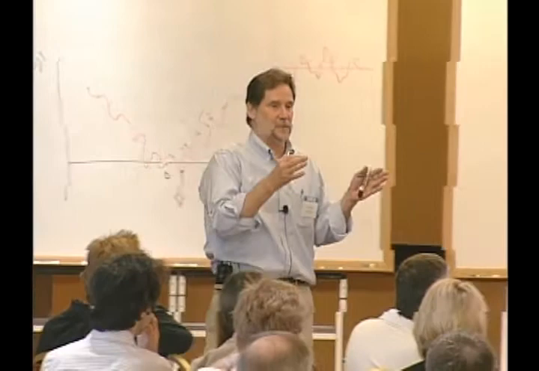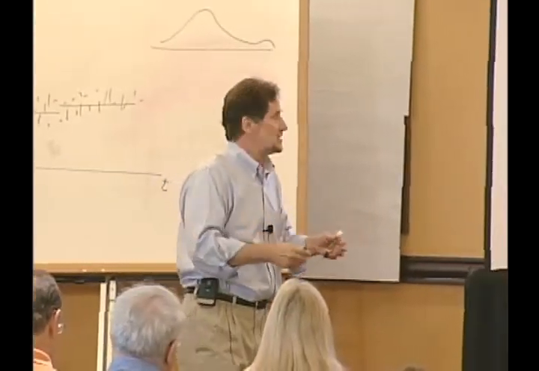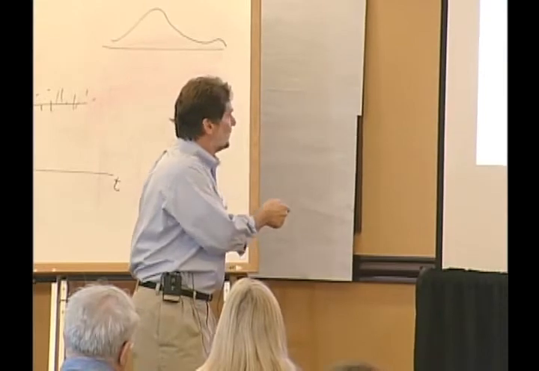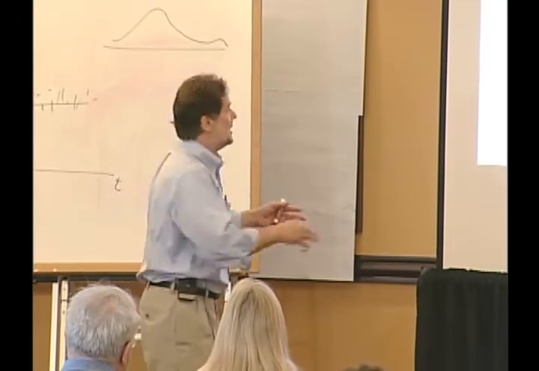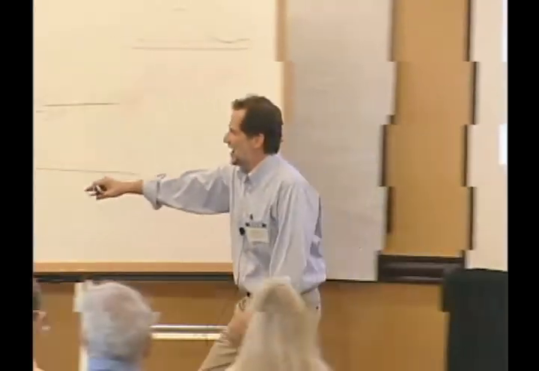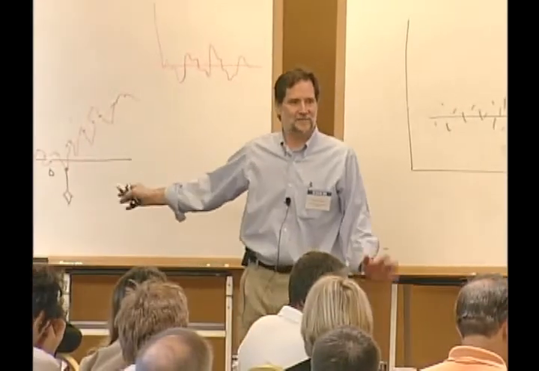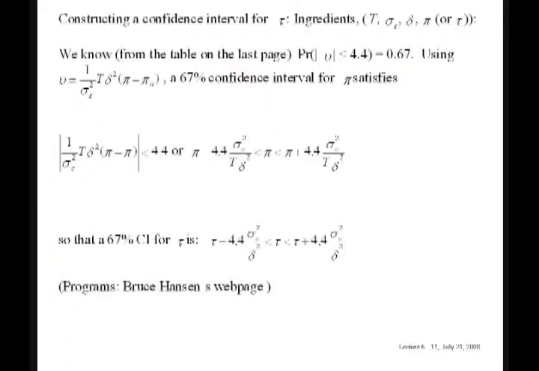So as you go from a 67% confidence interval to a 95% confidence interval, the width of the confidence interval increases by a factor of 3 instead of 2. Okay, so this has some sort of, if you will, non-standard distribution, but now you understand it. So now we're done.